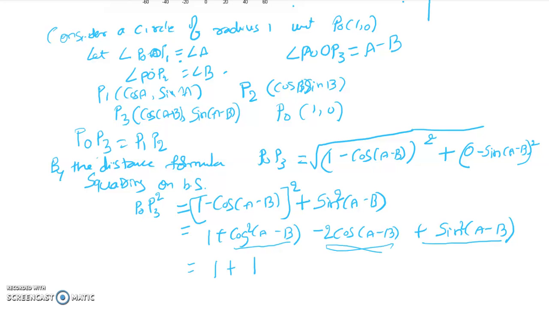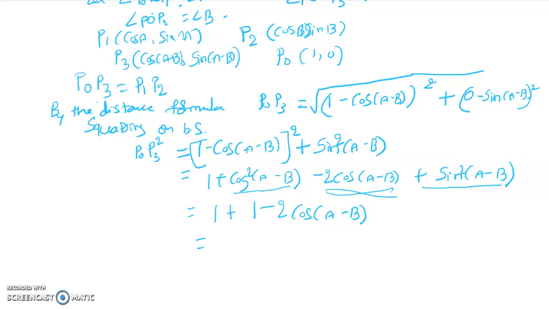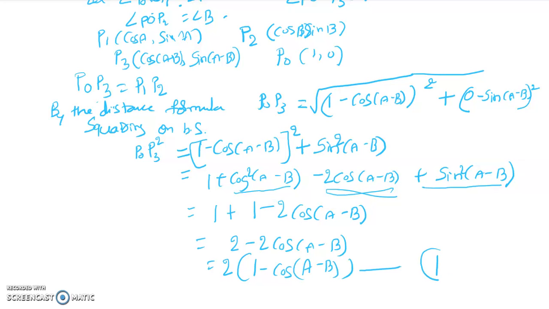I am left with this term, minus 2 cos of (A minus B). Now 1 plus 1 is 2, so 2 minus 2 into cos of (A minus B). Taking 2 common, I am left with 2 into (1 minus cos of (A minus B)). I will call this equation 1. Okay, similarly, I got P0P3.